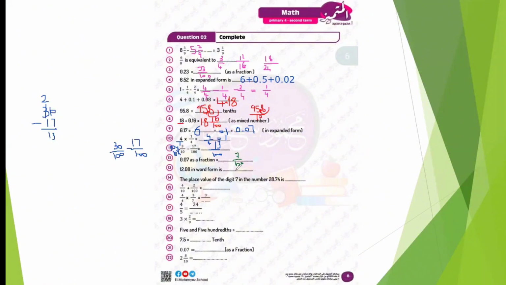Number 13, 12.08 in word form. It will be 12, and instead of the decimal point, we will write and, 8 hundredths.